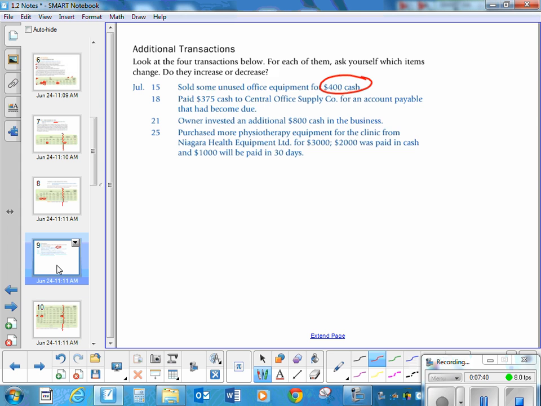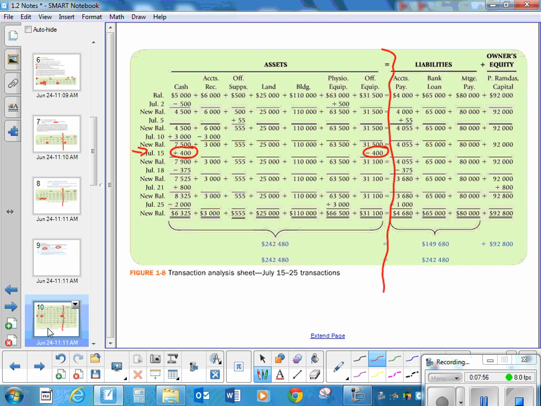Okay, I'm going to flip back. Paid $375 cash to Central Office Supply Company for an account payable that had become due. So you owed Central Office Supply Company and now you're actually paying them. Okay, and I like to look at this as my cash, $375. So I'm going to flip back to the transaction analysis. My cash is going down $375 and my liabilities are going down $375 because now you owe less money. So if you think of it as the left side and the right side, the left side went down, the right side went down. So you're still in balance.